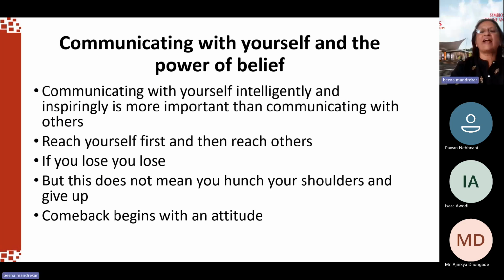Communicate with yourself and the power of belief. Communicating with yourself intelligently and inspiringly is more important than communicating with others. Reach yourself first and then reach others. If you lose, you lose, but that does not mean you hunch your shoulders and give up. Comeback begins with an attitude. Okay? So remember, believe in yourself.